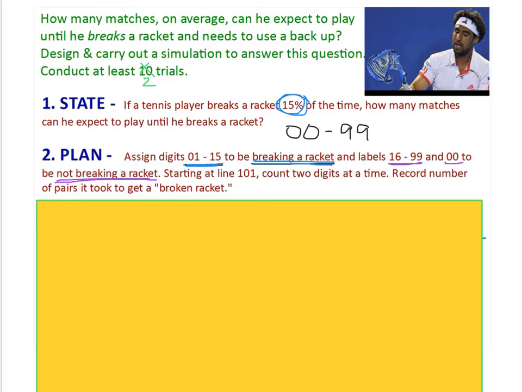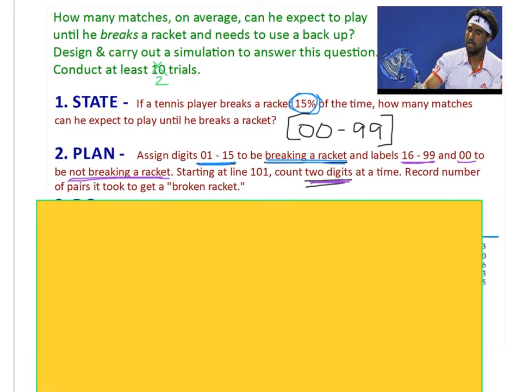So I start at line 101, count 2 digits at a time. I'm counting 2 digits because these labels told me that I'm counting 2 digits at a time to get my 100% probability accounted for. Record the number of pairs it took to get a broken racket. So I'm going to be going through my table 2 digits at a time until I get a label that's between 01 and 15. So it says start at line 101.